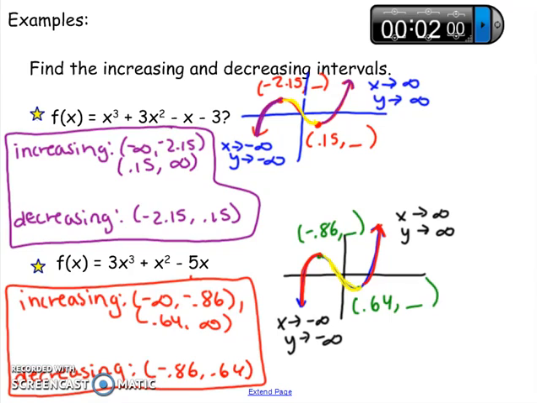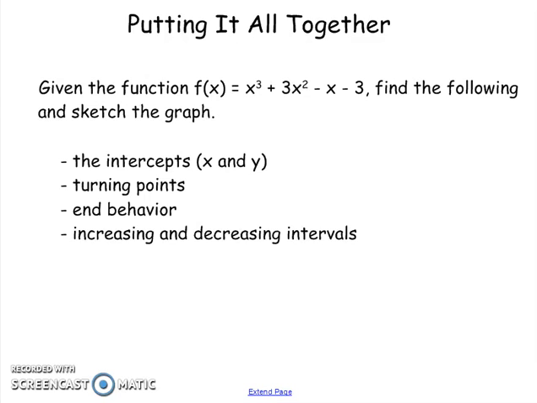So in the previous example, it increased from negative infinity to negative 2.15. And then when it decreases, it picks up at negative 2.15, and then it goes to 0.15. When it starts to increase again, it picks up at that 0.15 and continues. So you're leaving off and picking up at the same value. Okay, so now that we have all of our characteristics down, we're going to put it all together.